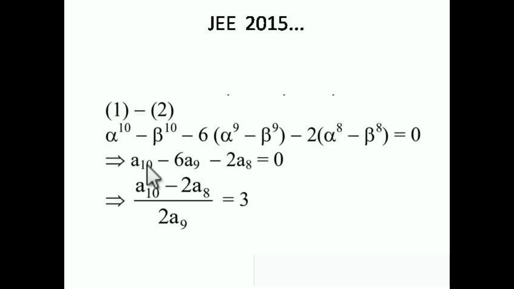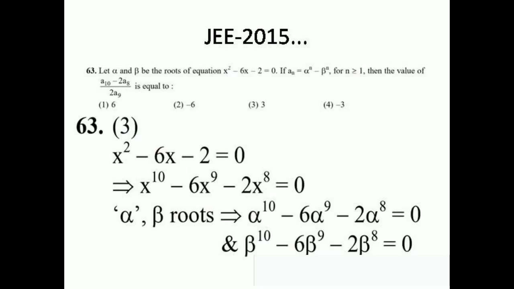Now what I have to find out is a10 minus 2a8 upon 2a9. So I am just taking this right hand side, then it is 6a9, and that is 2 into 3a9. Okay, 3 into 2a9, and 2a9 goes in the denominator. So a10 minus 2a8 upon 2a9 is equal to 3. Okay, so very easy question. Okay, you don't need to remember any formulas, you just need to know the basic concept. Okay, that is the roots.